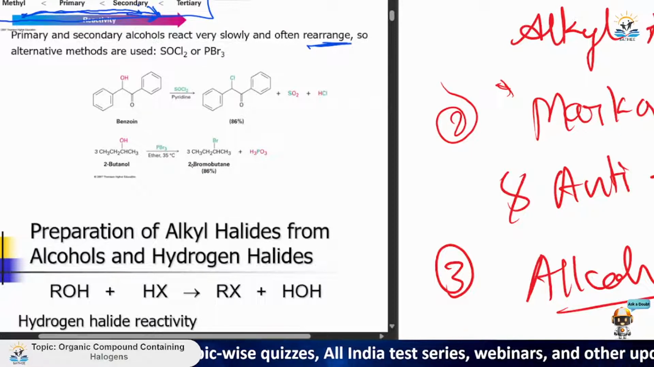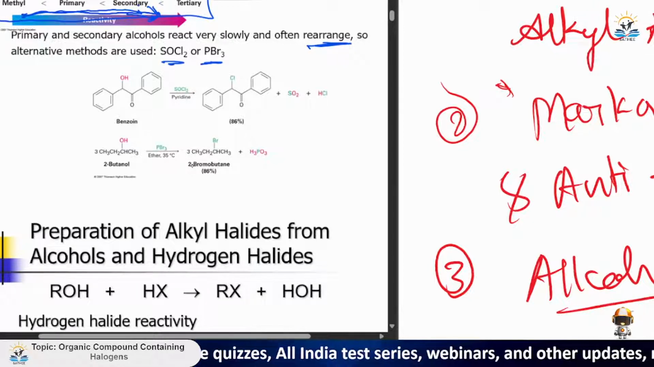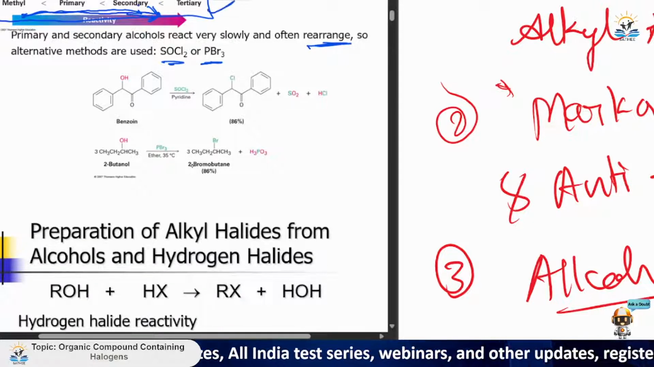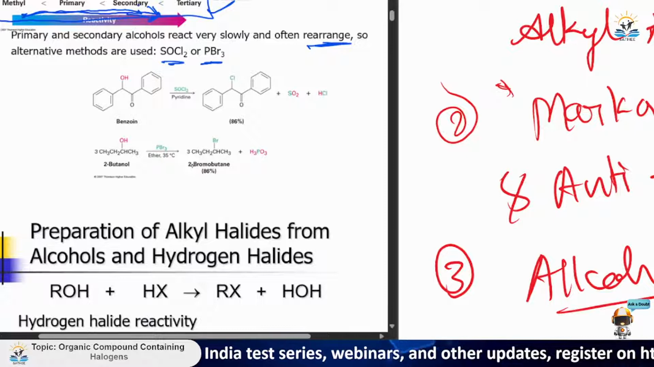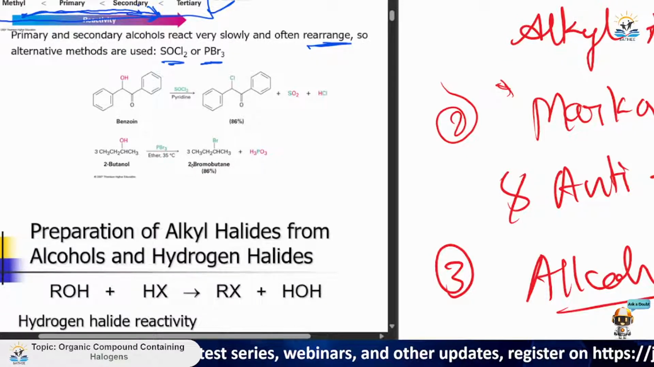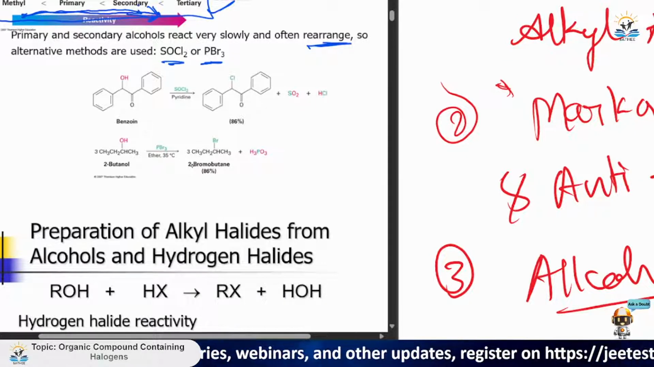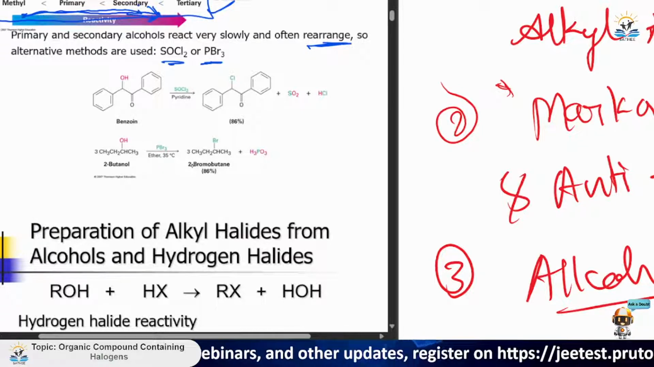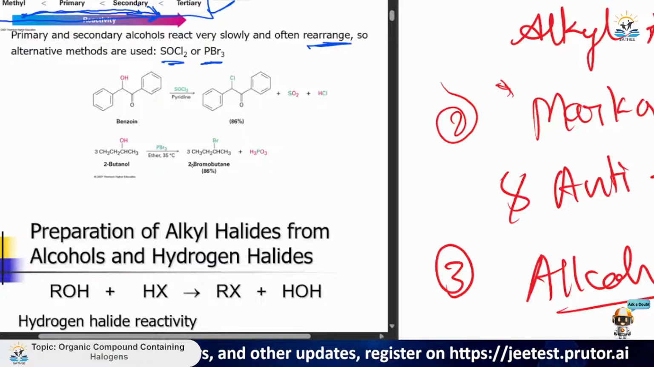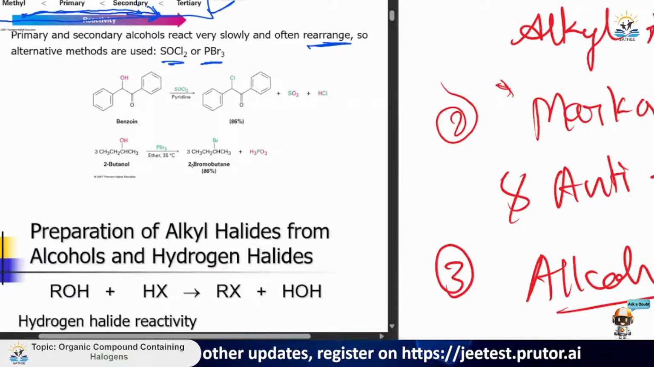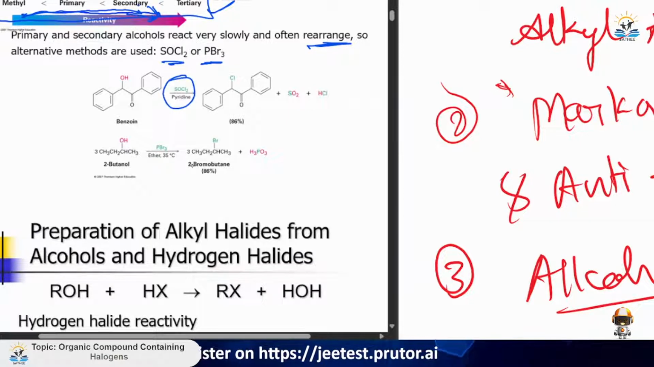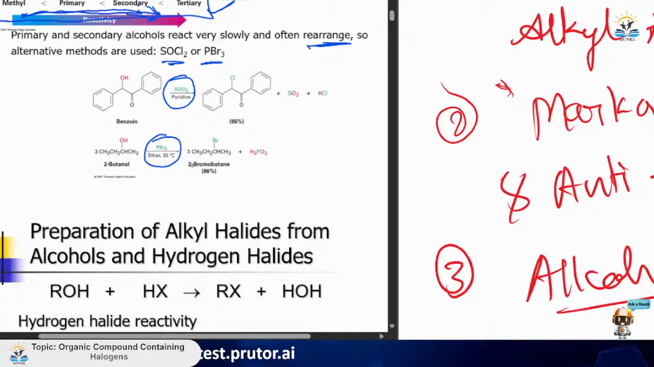Now, primary and secondary alcohols react very slowly, often with rearrangement. So we alternatively use SOCl2 or PBr3. As you have seen here, tertiary alcohols can react very fast. But primary and secondary alcohols do not react that fast, so we use some reagents, some intermediates there. For chlorine, we can use SOCl2 with pyridine, and PBr3 with ether. So it will give a faster reaction as compared to the single one.